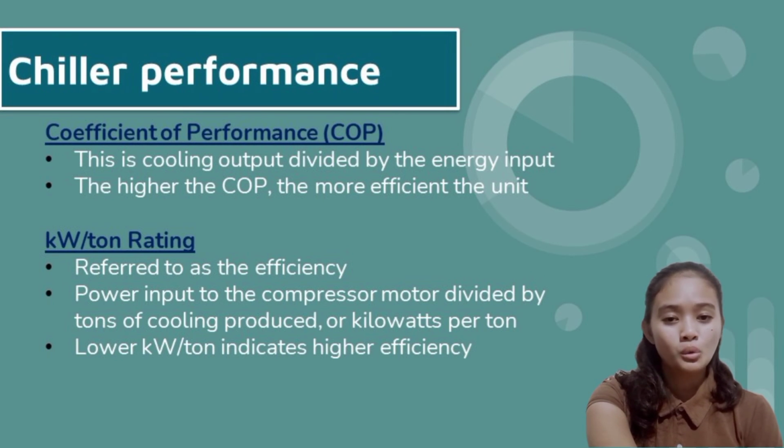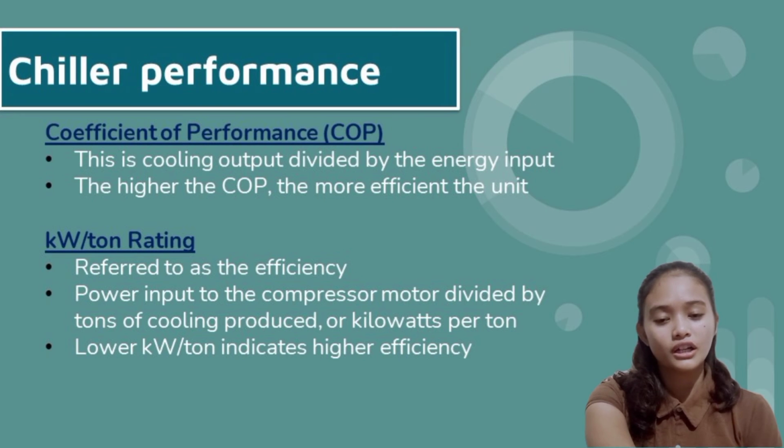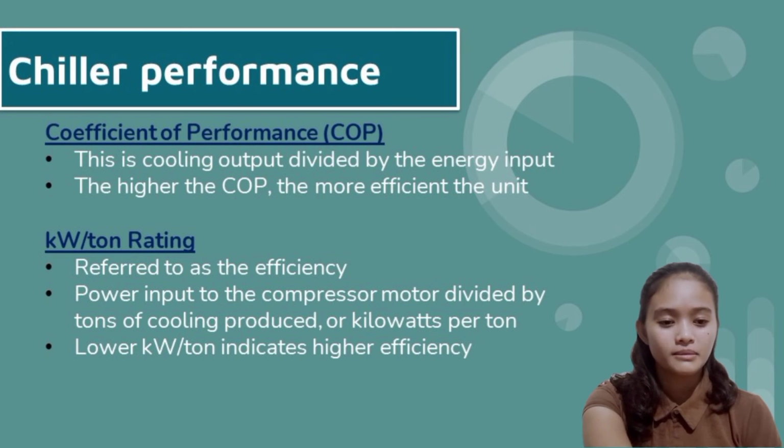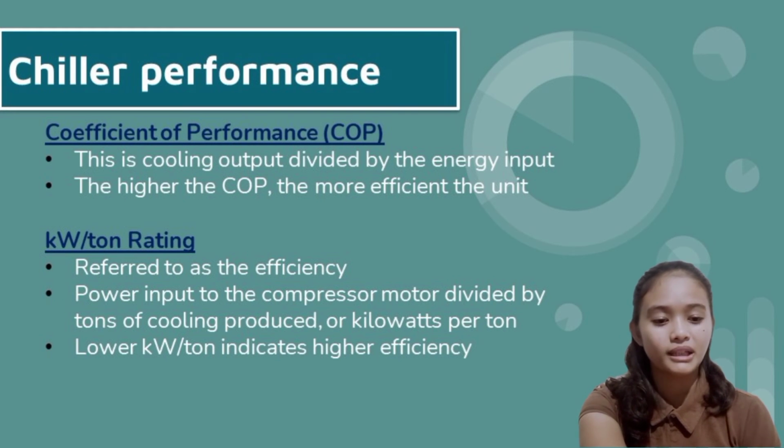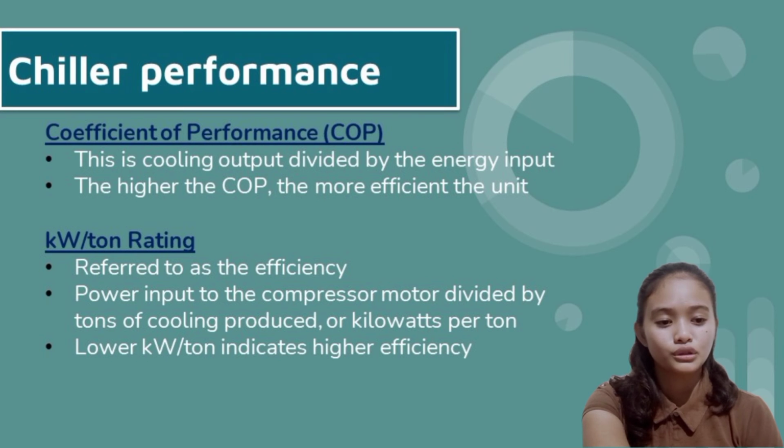So, the lower the kW or the kilowatt per ton rating, the more efficient the chiller, because this is the actual power input to the compressor motor divided by tons of the cooling produced, or kilowatts per ton.